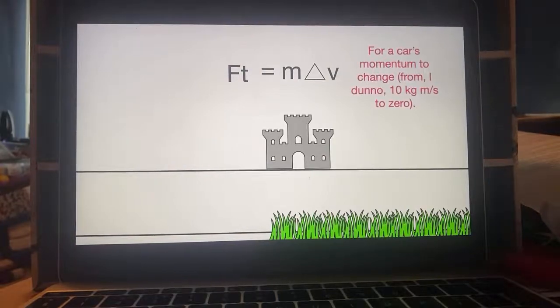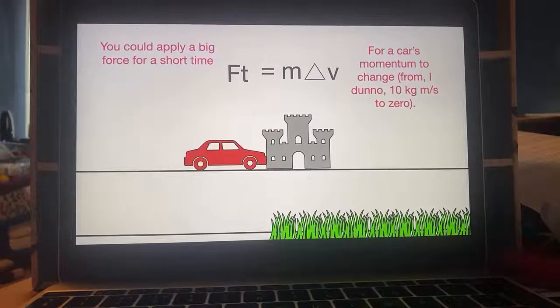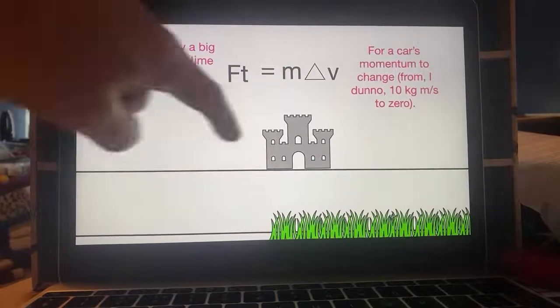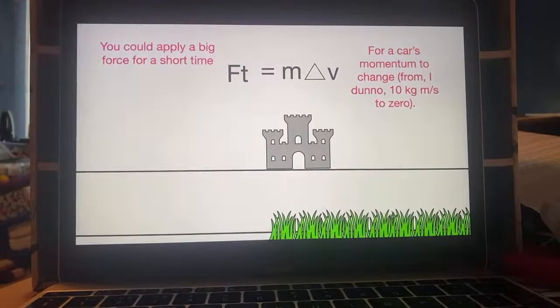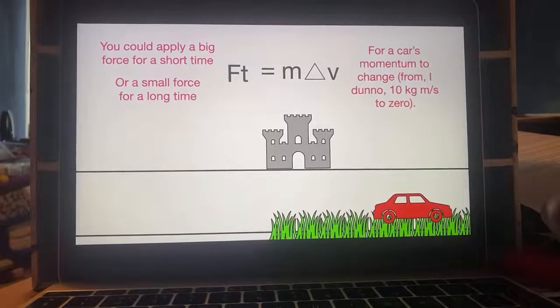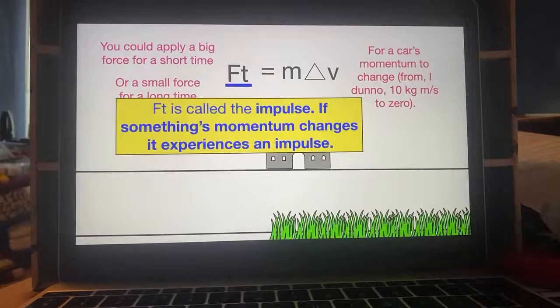For a car's momentum to change from like 10 kilogram meters per second to 0, you could apply a big force over a very short period of time. For example, if the car bashed into a castle, that would be a big pushing force, small period of time, and the car would stop. Or if it, say, rolled onto some grass, you would get the friction of the grass, which is quite a small force applied for quite a long period of time, and they would both change the momentum of the car. So we got there. Ft is called the impulse.